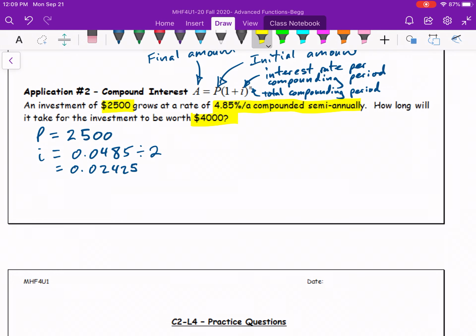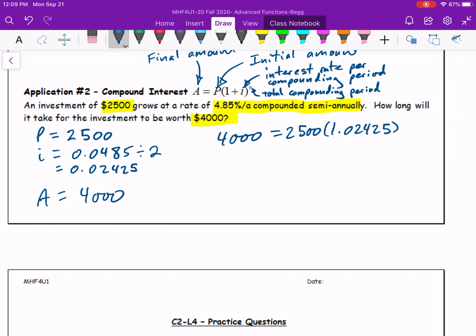And this $4,000 is what it's going to grow to, so that's A. So 4,000 equals 2,500 times 1.02425. Notice how I just added the 1 and the I together, since it's an easy thing to do in my head, to the exponent n.